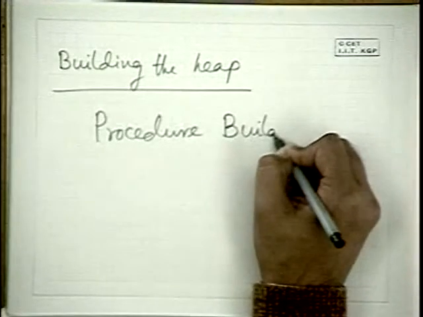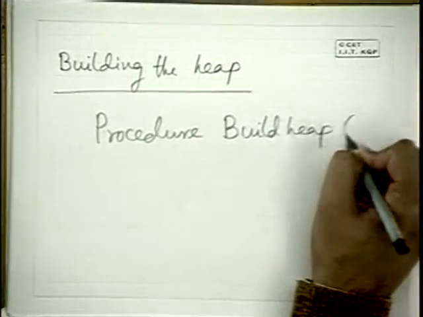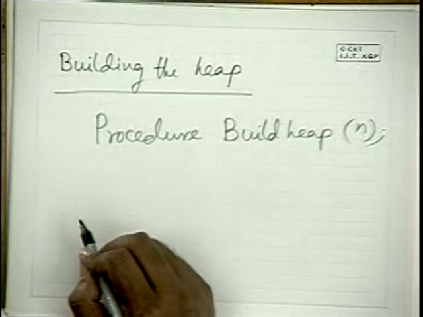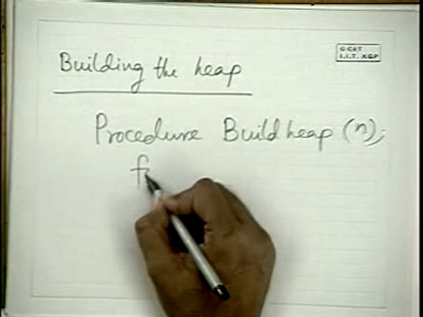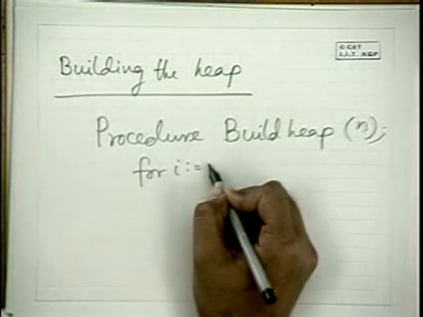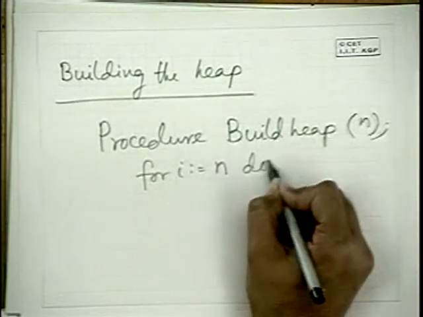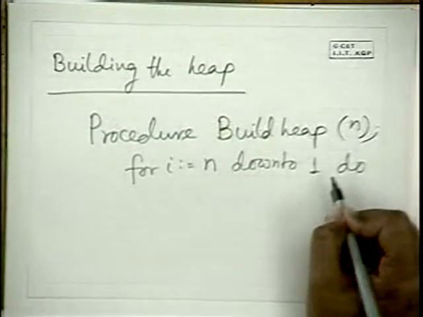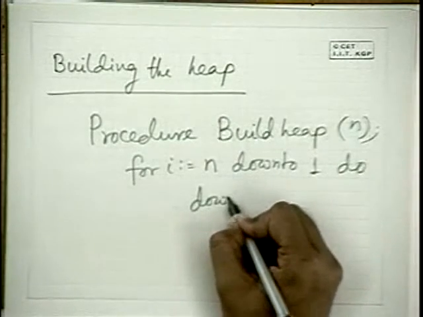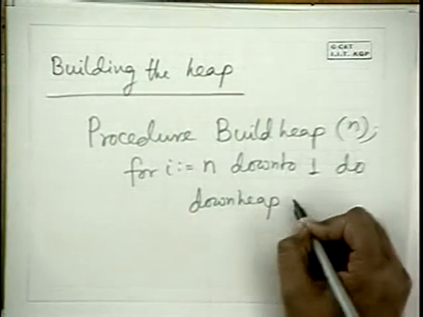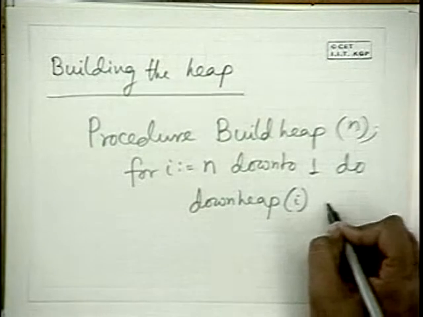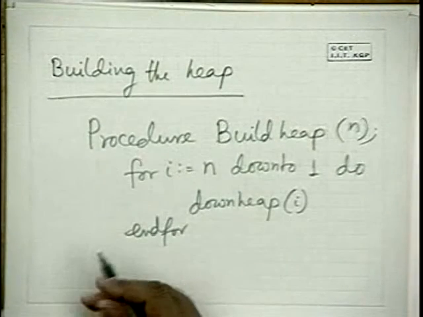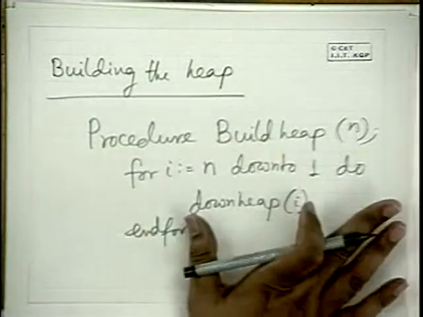So build heap n. Basically, n is the total number of elements to be put. So for i equal to n down to 1, do down heap. Why not n by 2? That could be n by 2 also. Maybe, but those things you can always check. But this is also okay.